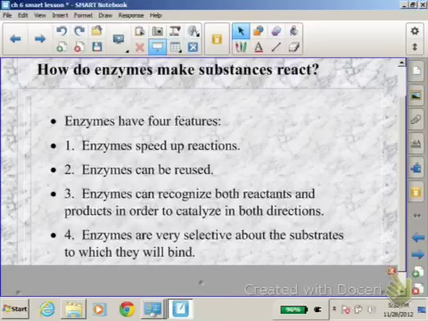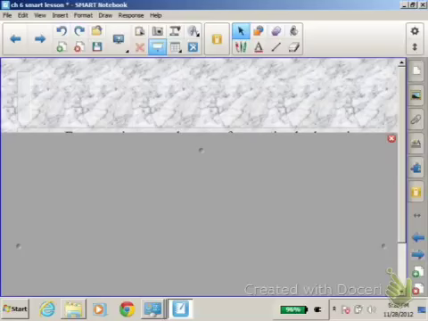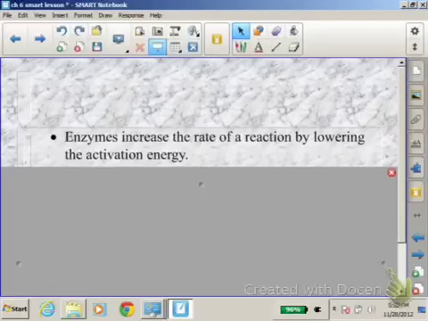Okay? So now let's move on to number 16. How do enzymes increase the rate of a reaction? We talked about this a little bit a minute ago. They increase the rate of the reaction by lowering the activation energy. They're going to lower the amount of energy that it takes to get a reaction started.